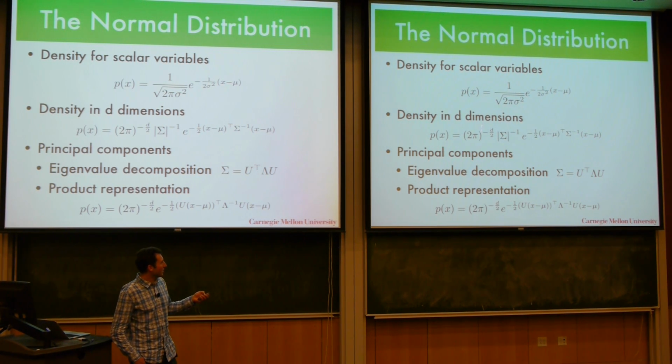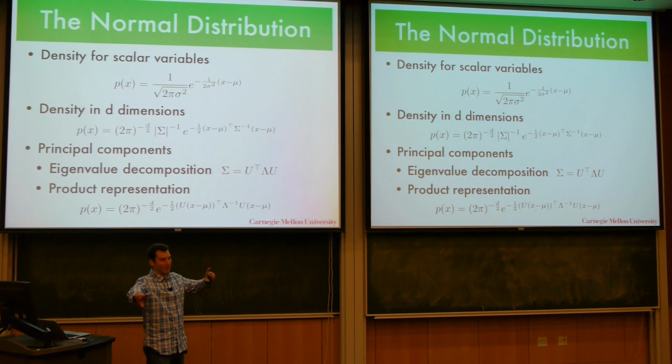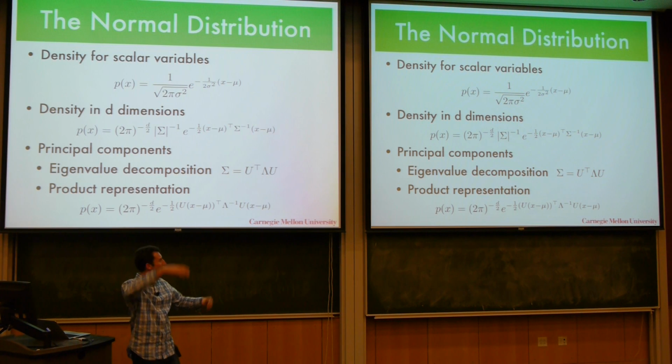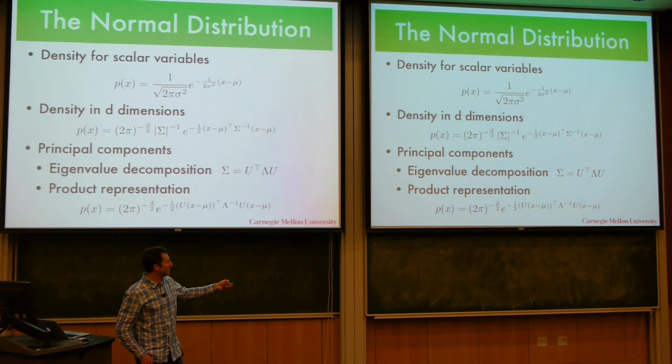So P of x is 1 over 2 pi raised to the minus d over 2. Here we have 2 pi to the minus 1/2; in d dimensions, it's basically the dimensional product. Now, this is the determinant of a matrix. Remember, the determinant of a matrix is the product of all the eigenvalues. 1 over that. And then here we have x minus mu, so it's the same thing as before. And rather than x minus mu squared, we have x minus mu transposed sigma inverse x minus mu. So let's see where this term comes from.